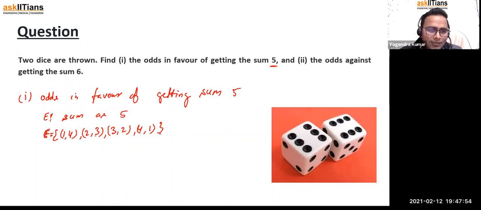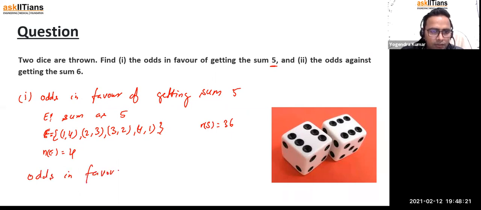Now these are the cases we have which are in favor of us, the favorable cases. So how many total cases are there? Total cases, n of S, is equal to 36, because two dice are there. N of E is what? Here we have 4 cases only.